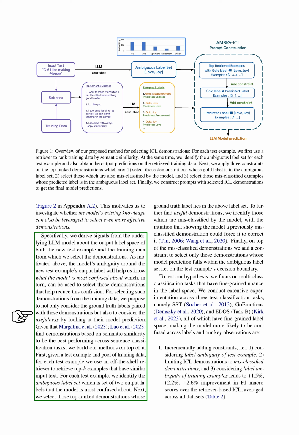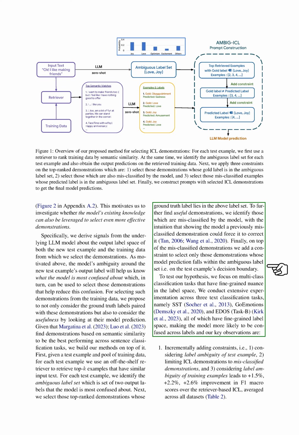Then, we identify the two output labels that the model is most confused about and select the top-ranked examples whose ground truth label falls within this set. We also look for examples that the model has misclassified, as showing the model a previously misclassified example could help it correct its mistake. Finally, we add a constraint to select only those examples whose model prediction falls within the ambiguous label set.